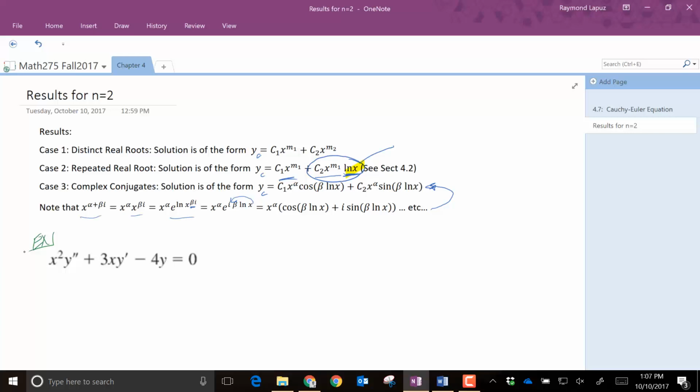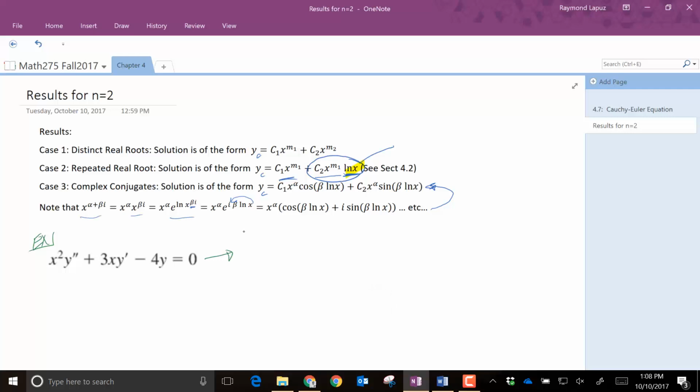All right, let's do an example. We've got x squared y double prime plus 3x y prime plus 4y is equal to 0. So it is, in fact, the Cauchy-Euler equation. It's a homogeneous equation, so we only have to worry about finding our homogeneous portion. And it's second order. This will give us practice on finding the auxiliary equation.